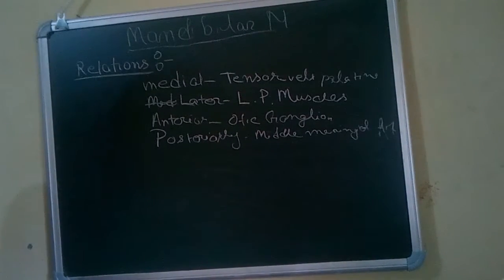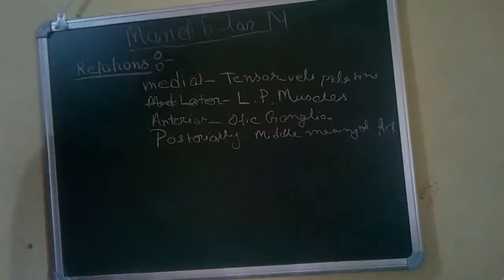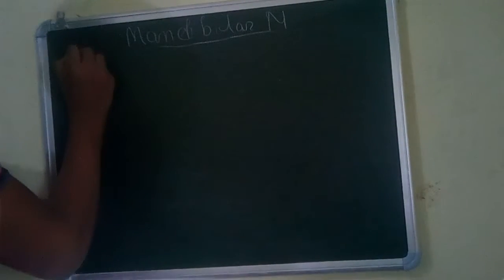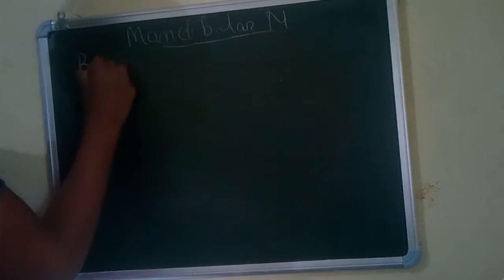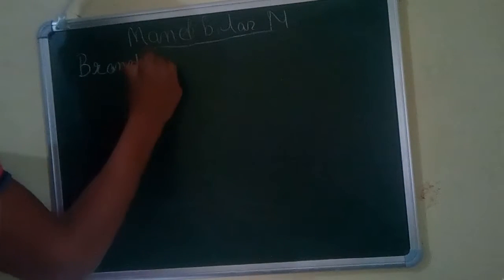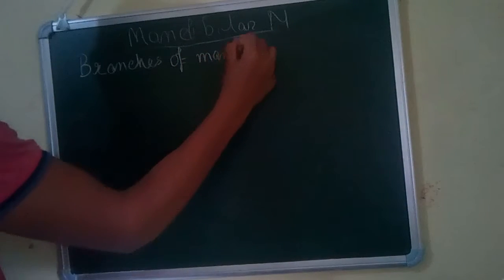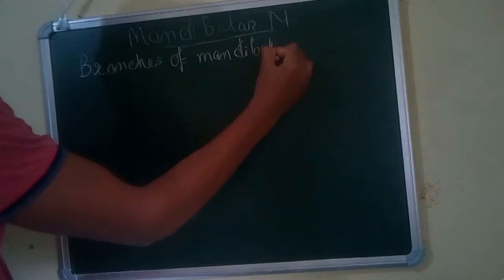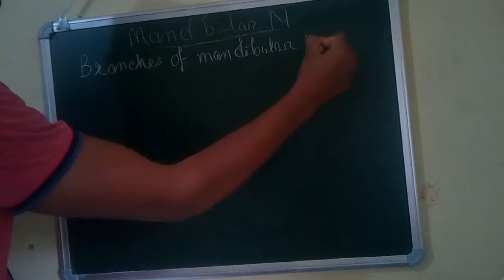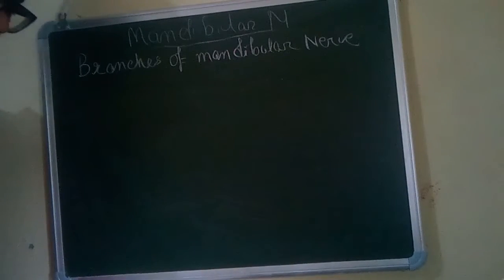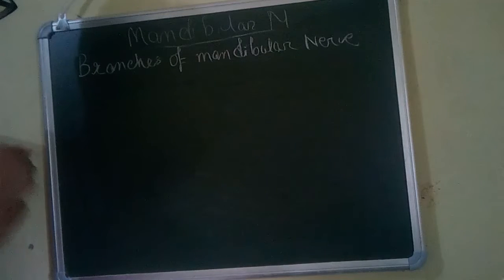Now the different branches of the mandibular nerve. Number one is the meningeal branch. It supplies the dura mater of the middle cranial fossa.